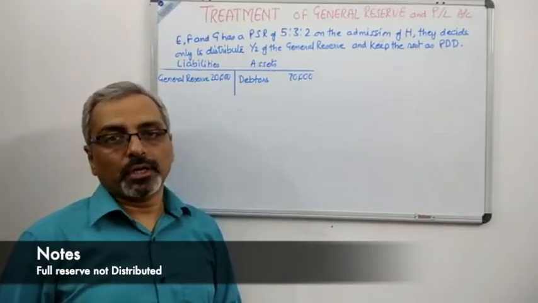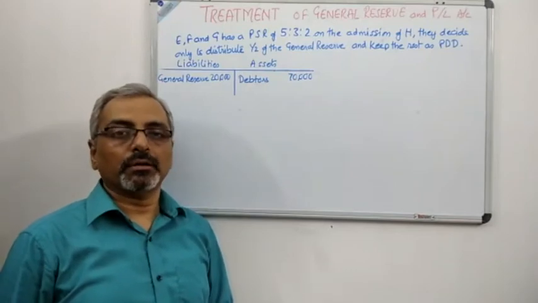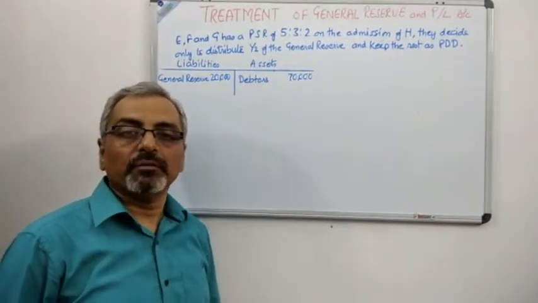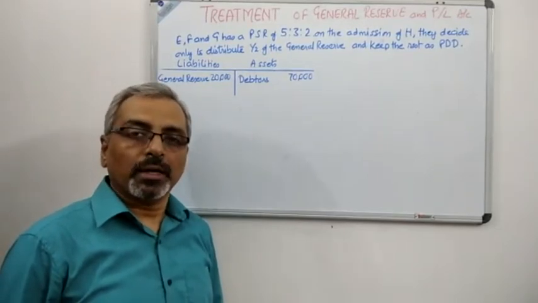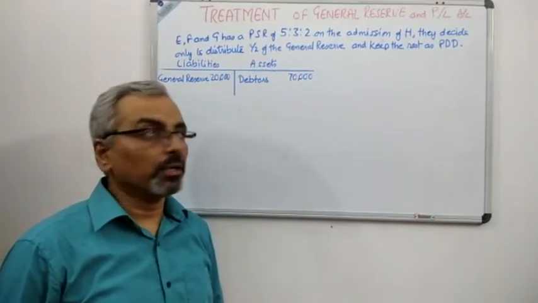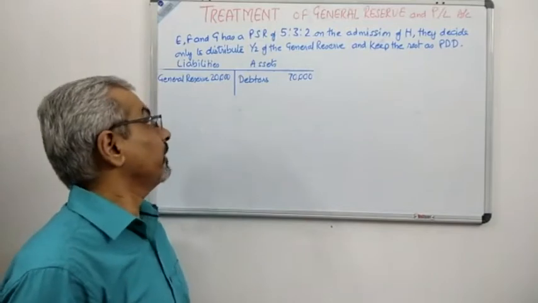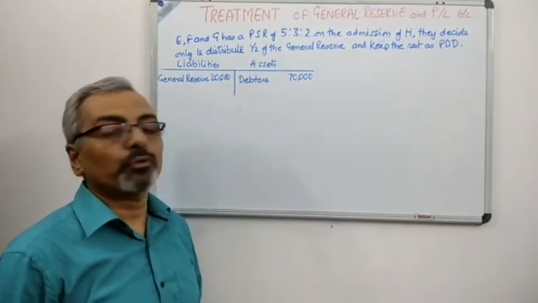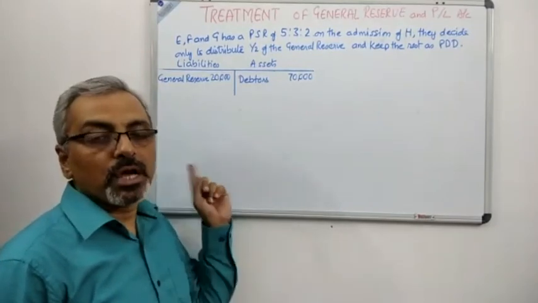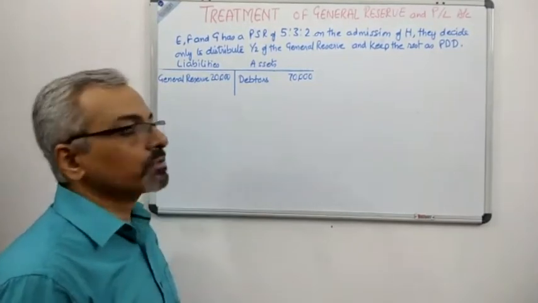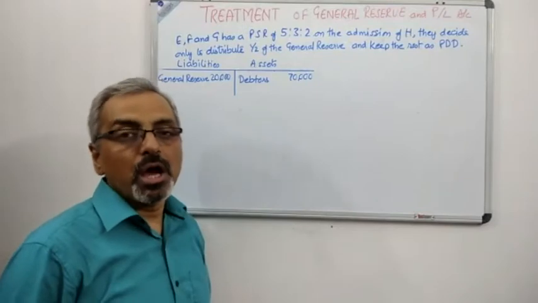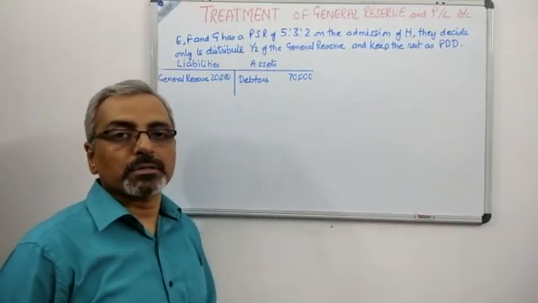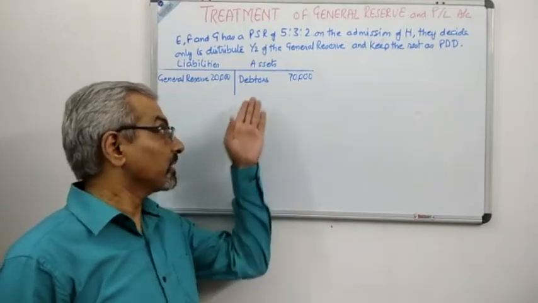You can see very carefully that there are three partners, E, F and G, and they have a profit sharing ratio of 5:3:2. And a new partner H comes in, and after the admission, what is decided? Only to distribute half of the general reserve and keep the rest as a provision for doubtful debts. So what is half of general reserve? You can see over here general reserve is valued at 20,000. Half of that is 10,000. 10,000 will be distributed among the partners, and the rest of the 10,000 will be kept as a provision for doubtful debt.